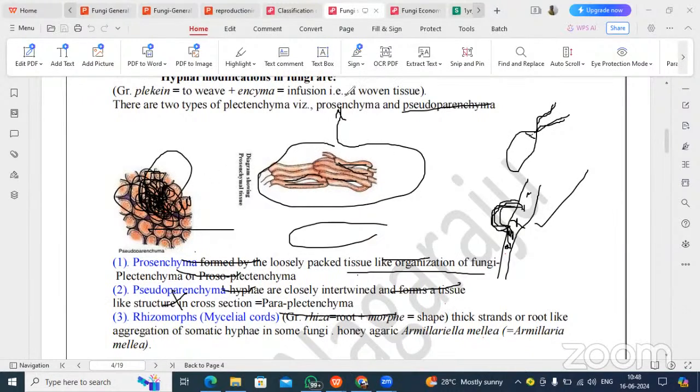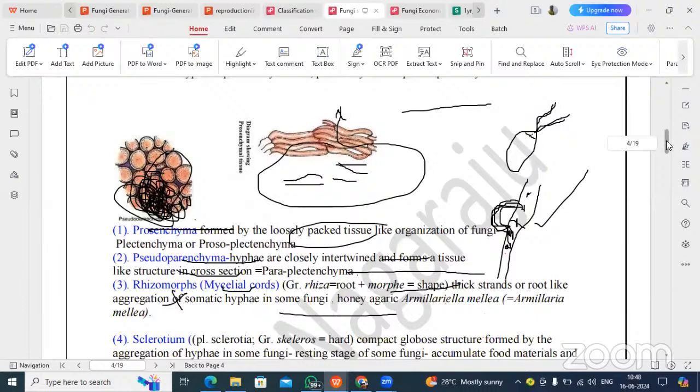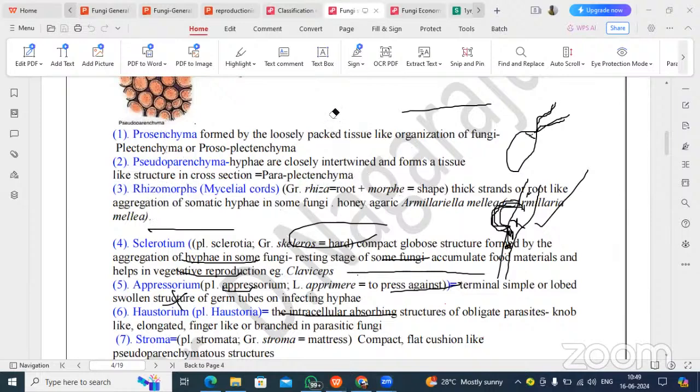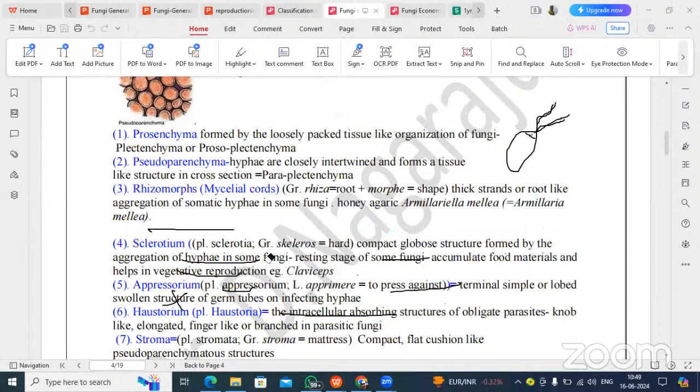And other types also are there, which we discussed. Eight types we discussed yesterday. Eight types of mycelial structures are there, based upon their arrangement. Mainly eight types of mycelial structures. Again, taking this up.